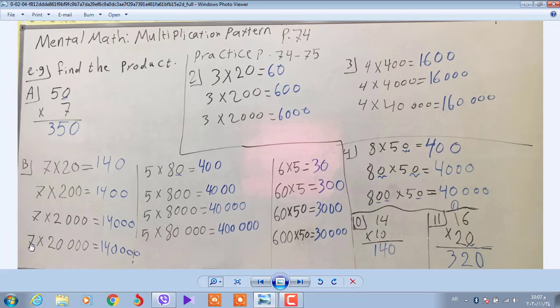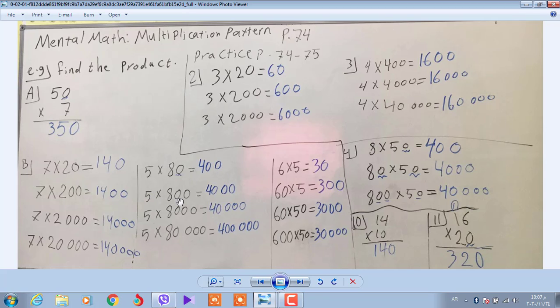And in another question we have 7 multiplied by 20,000. 7 multiplied by 2 equals 14. And because we have 4 zeros, we need to write down 4 zeros, equals 140,000, students. Okay, now we have 5 multiplied by 80 equals what? 5 multiplied by 8 equals 40. Because we have 1 zero, we write down 1 zero in the answer.